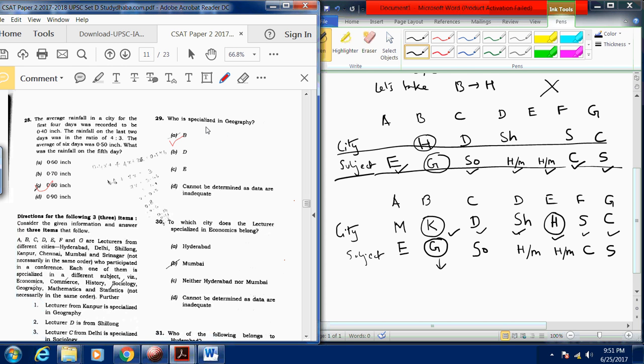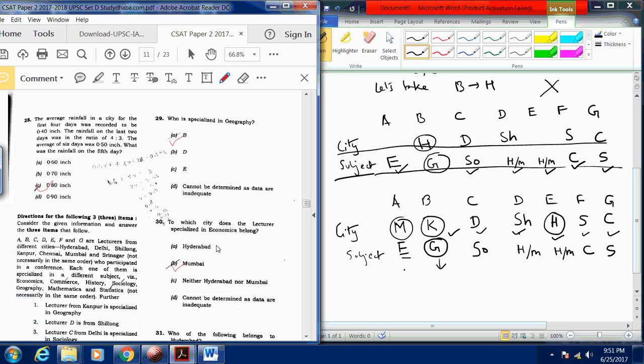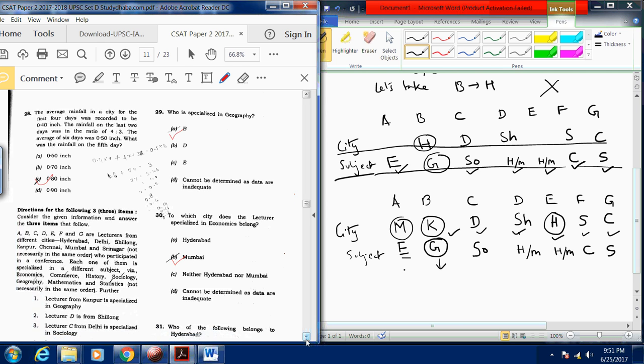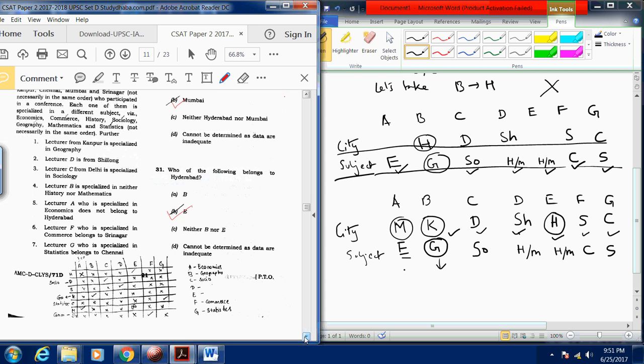To which city does the lecturer specialized in economics belong? Now your economics is this, and you can see it is A, belongs to Mumbai. So your answer to this is Mumbai. Now which of the following belongs to Hyderabad? Now city Hyderabad, you can see it is E. So the answer is E. So 3 questions solved quickly.